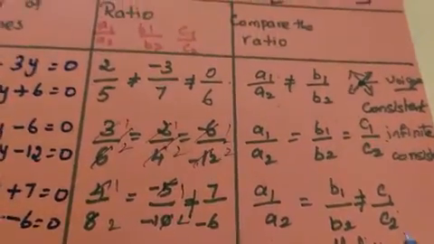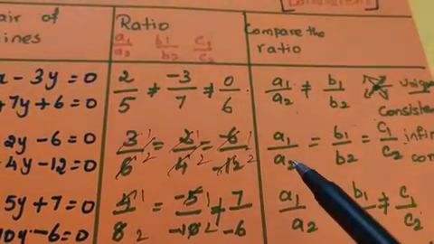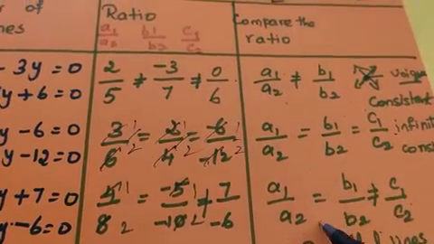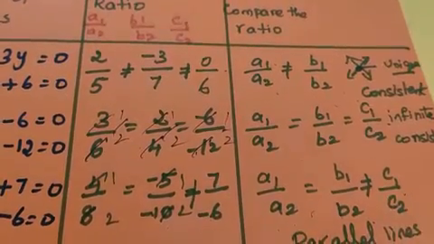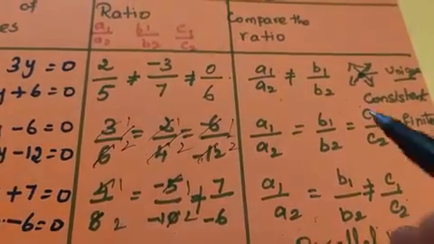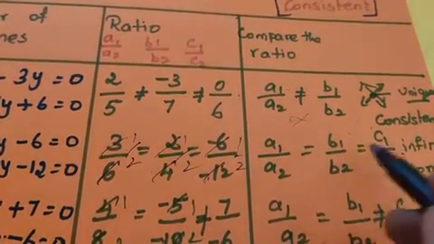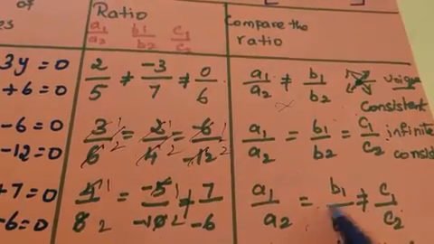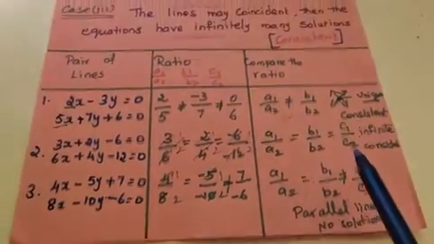So how will you keep it in mind? The easy method is that not equal means intersecting, and if all are equal it means coincident, the lines lie on each other. And if the first two are equal and the last one is not equal, it means parallel. So you will get it like this only.